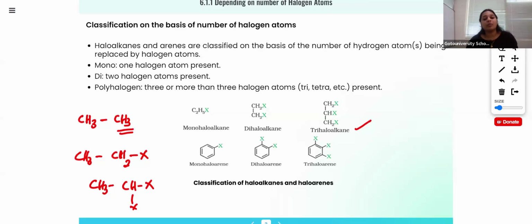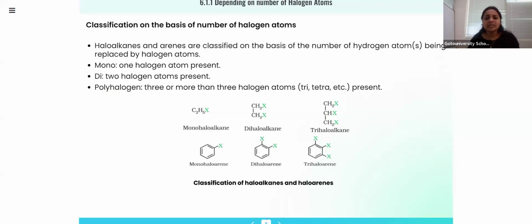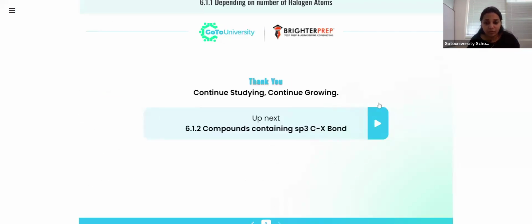So these compounds can mainly be classified into these types. Then what is polyhalogen? If more than two or three halogen atoms are there in the compound, they are generally called polyhalogen compounds. It may be a tetrahaloalkane or pentahaloalkane. Commonly we call them polyhalogen compounds. Okay, that is the first classification of haloalkanes.